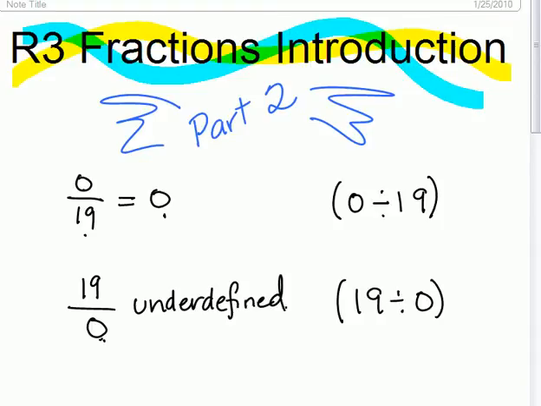Okay, so I've said that twice. It's a big deal. This idea that you can't divide by 0 is such a big deal in math, so I want to emphasize it again.